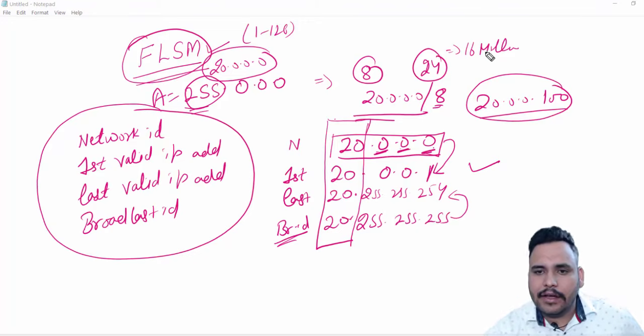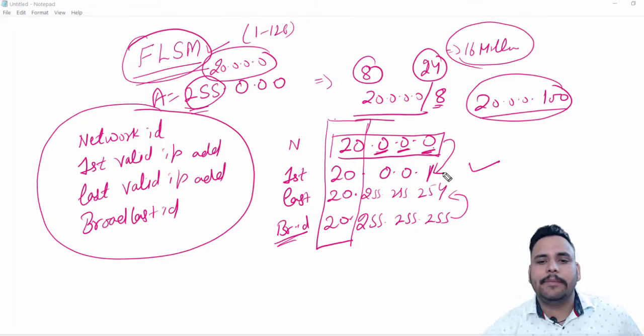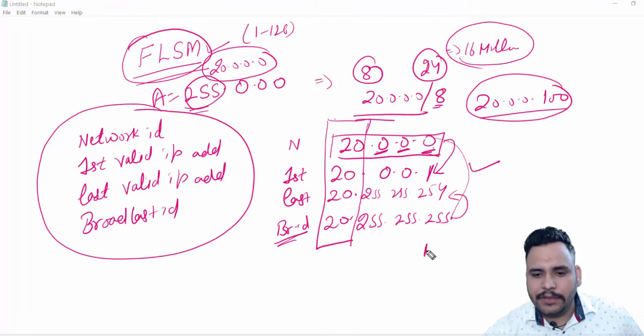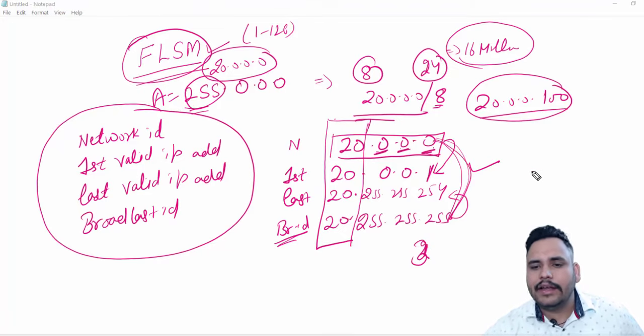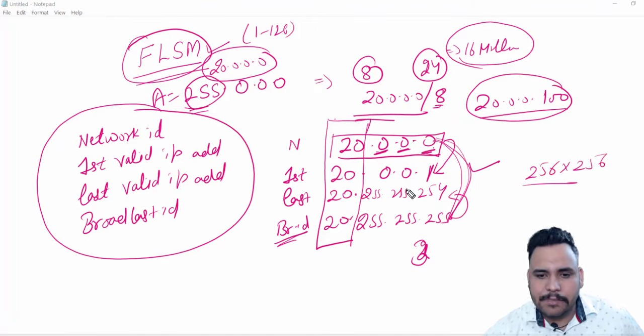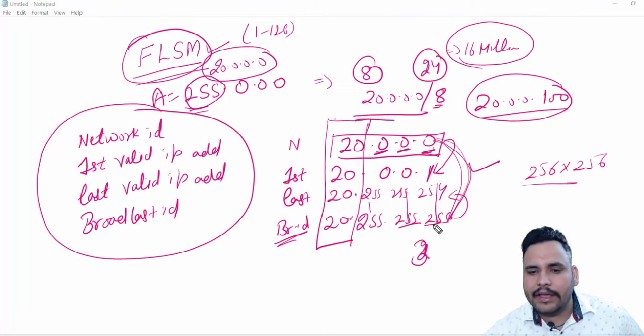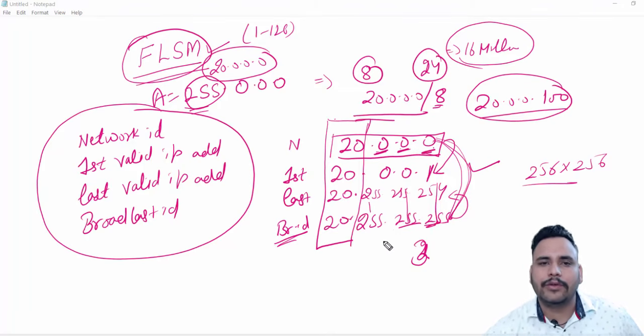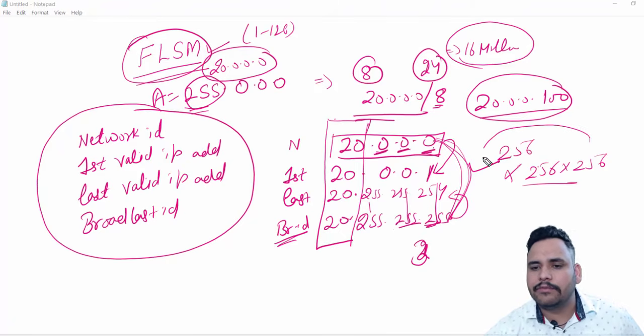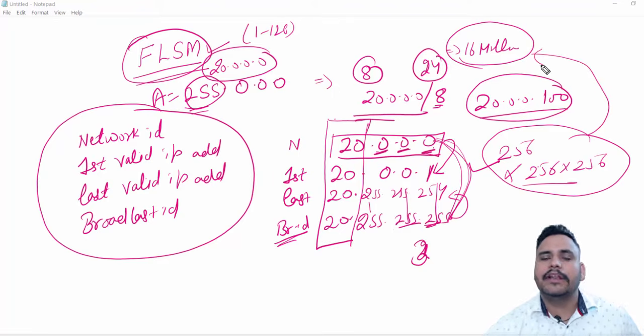Understand, if we have to complete 16 million IP addresses, then first it will go from 0 to 255, then 1 should be there, again 0 to 255, then 2 should be there, again 0 to 255, then 3, and so on. 256 times 256 will be there, then this part will become 255, then 1 should be there, and again this process of 0 to 255, 0 to 255. 256 multiplied by 256 multiplied by 256 is equal to 16 million IPs.